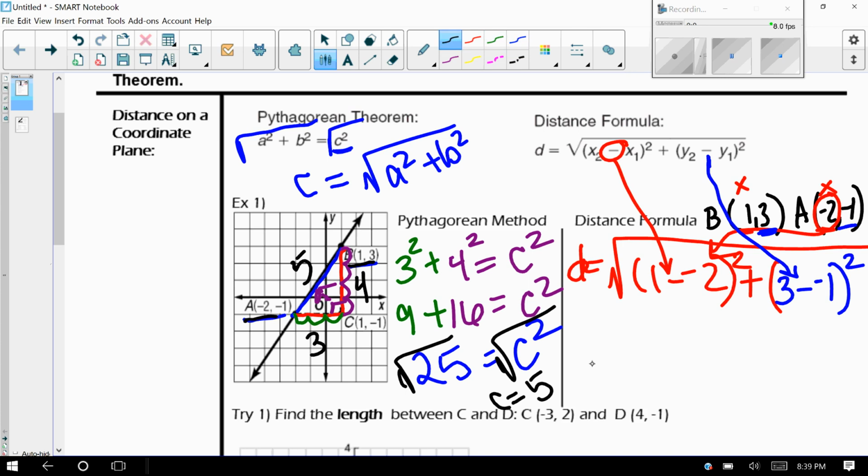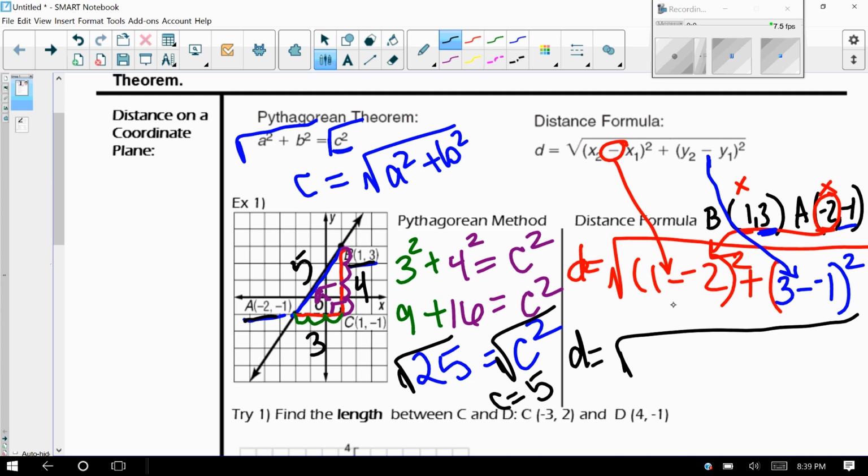All right, and then we'll just simplify this, right? You can plug this whole thing in your calculator. Just remember to use your parentheses. Just plug it all into your calculator exactly how I wrote it with the parentheses and everything, and it'll give you the right answer. It'll give you 5. So otherwise, we can simplify it.